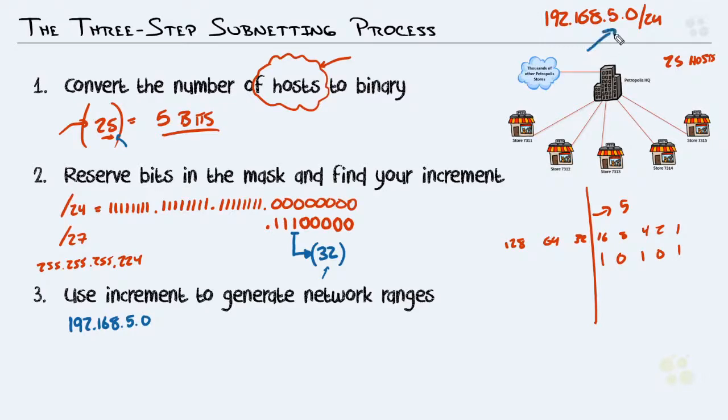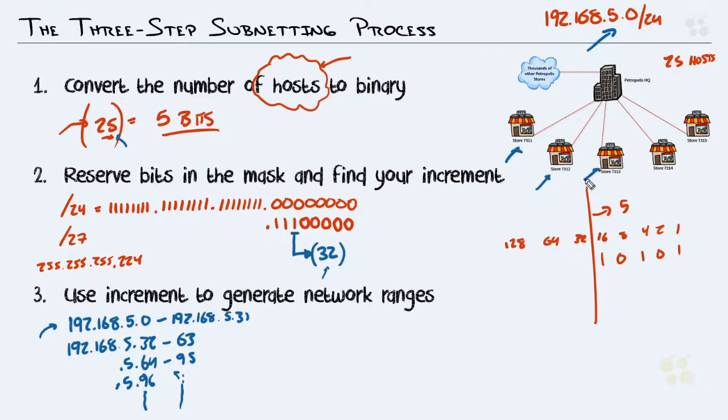192.168.5.0 because that's what we were given. That's where this whole thing began. And we'll just start adding 32. 192.168.5.32. Do you see why I said there may be an issue? 5.64, 5.96, and down we go, right? Fill in the end ranges. This goes through 192.168.5.31, through 63, through 95. And I'm just not writing all that, right? Down we go. These are now the networks that we can allocate to all these individual stores.